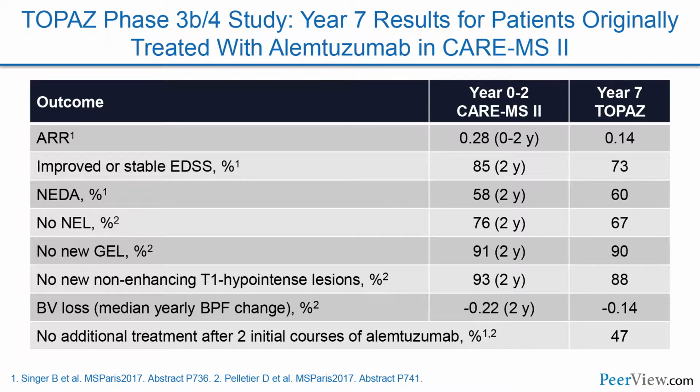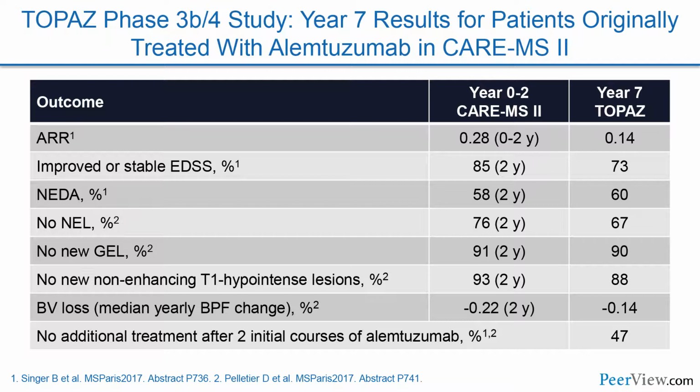393 patients originally treated with alemtuzumab in CARE-MS-2 entered the extension. 338 remained on study until the end of year 6, and 336 enrolled in TOPAZ, of which 317 completed year 7. Alemtuzumab demonstrated durable clinical efficacy in patients with active RRMS who had inadequate response to prior therapy.